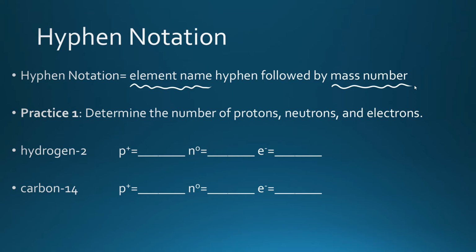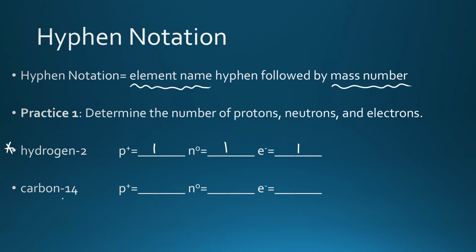So it tells us in practice 1, we're figuring out protons, neutrons, electrons based on this hyphen notation. So we know that the name of the element is hydrogen and that its mass number is 2. To do protons and electrons, we would then use our periodic table, finding the atomic number. Hydrogen is atomic number 1, so 1 proton, 1 electron. For neutrons, we get that by taking the mass number, so that's given to us here, this number 2, minus our protons, so this one has 1 neutron.